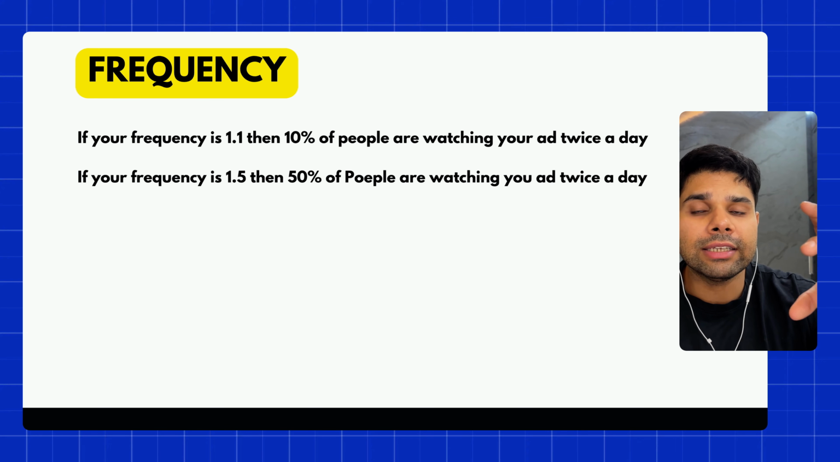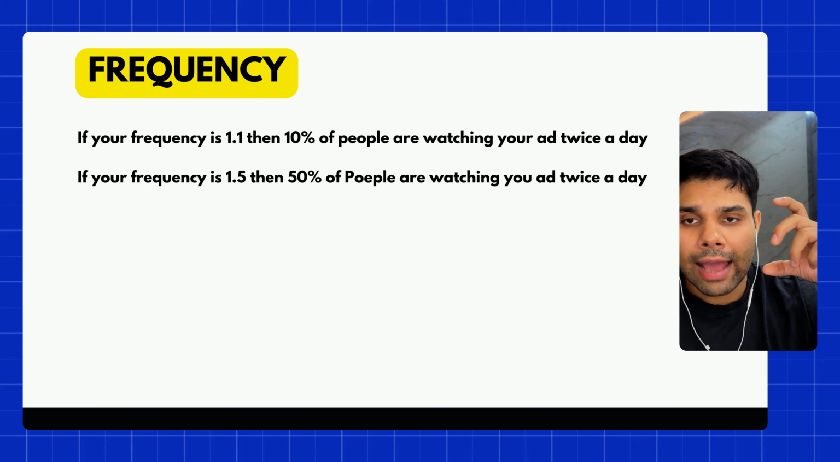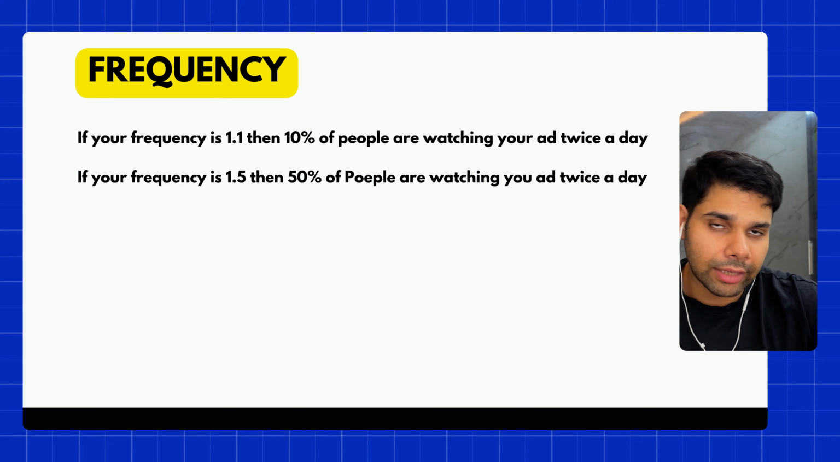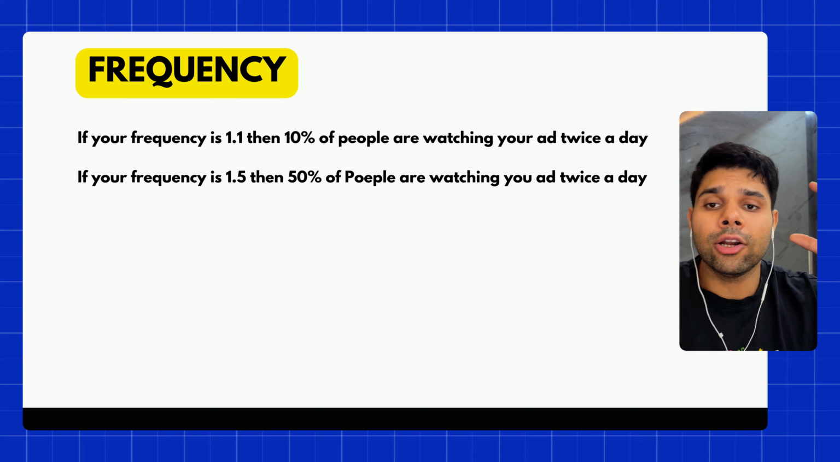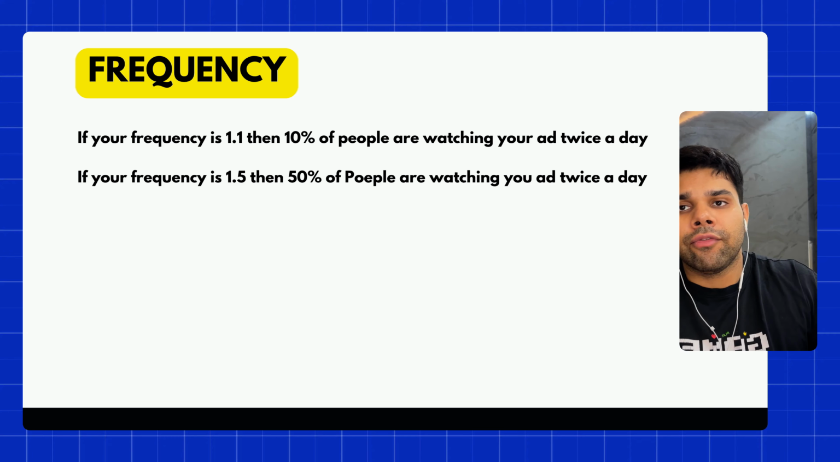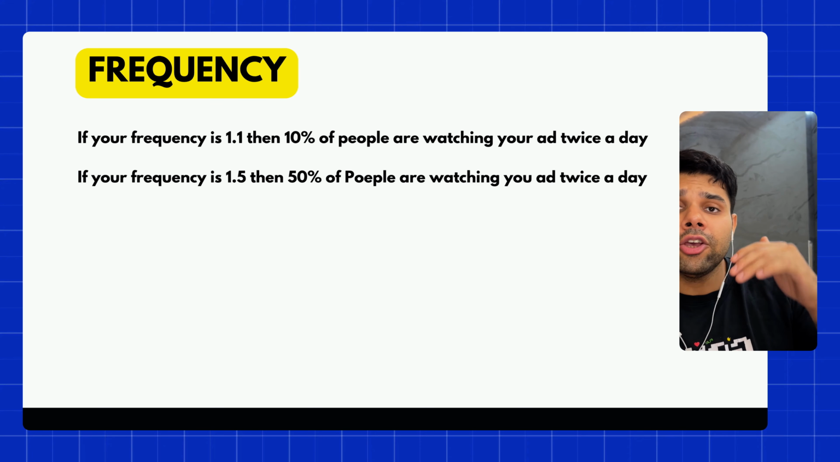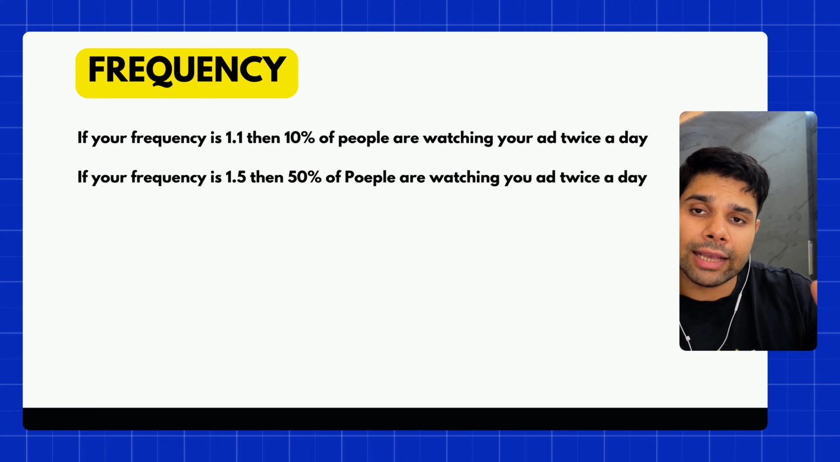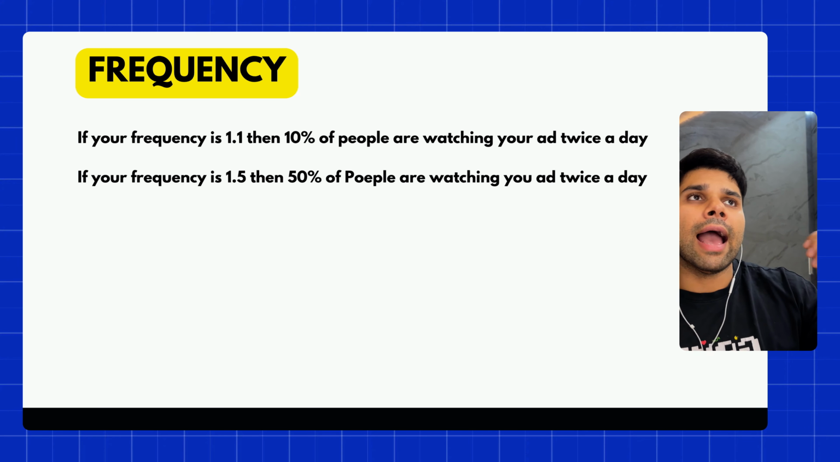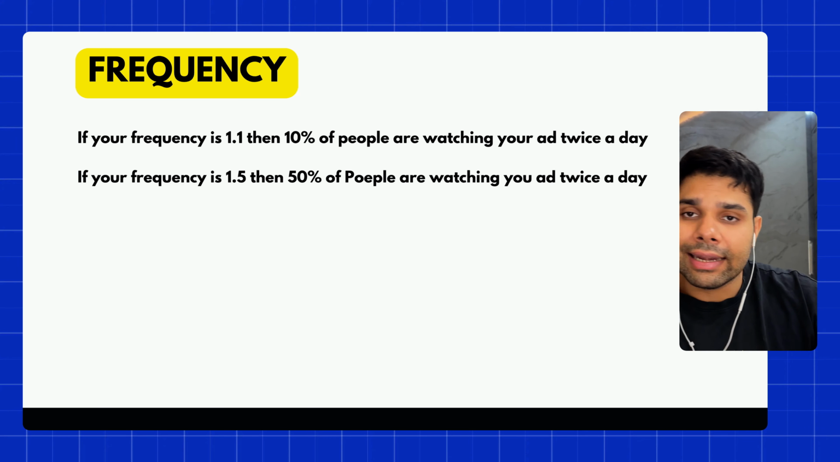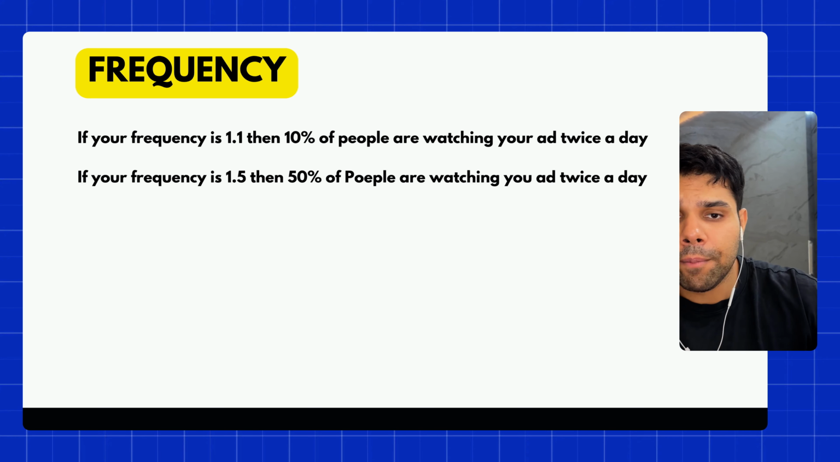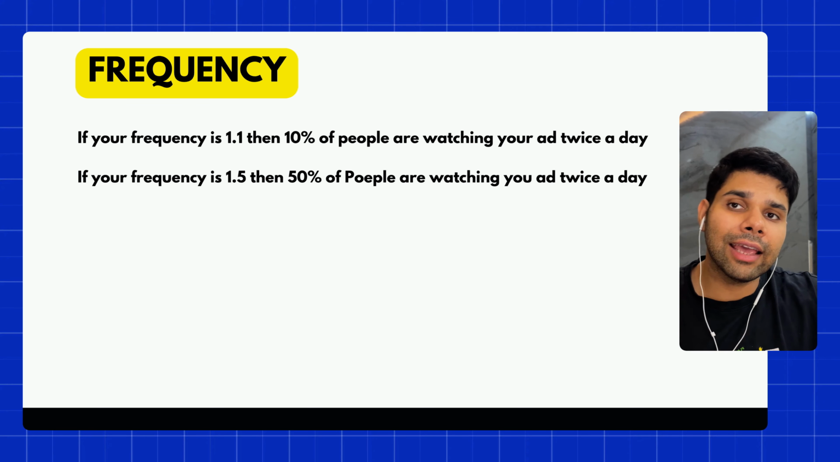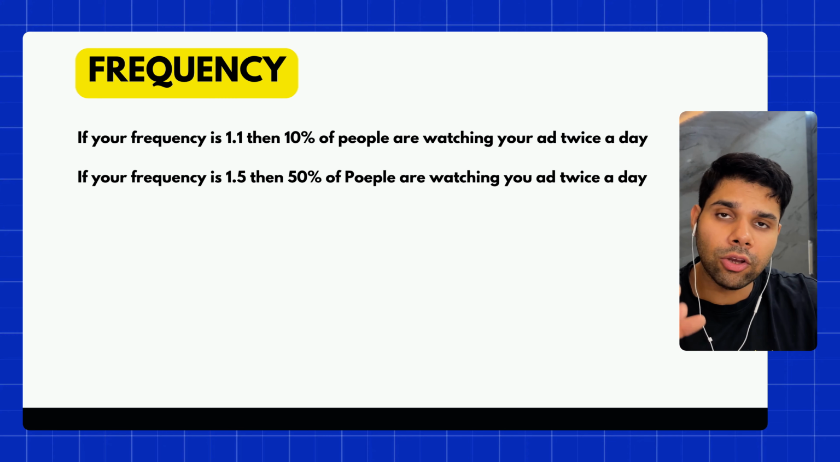If you see this frequency for, let's suppose, 7 days, and it shows 1.8, that means 80% of the people are watching your ad twice a day, right? And if you check the frequency of the bigger campaigns, the ads that are running for more than 30 days, you will see their frequency is 2.4 or 2.0. That means 100% of the people are watching your ad twice a day. So that doesn't give you the whole perspective of what kind of frequency you're getting day by day.